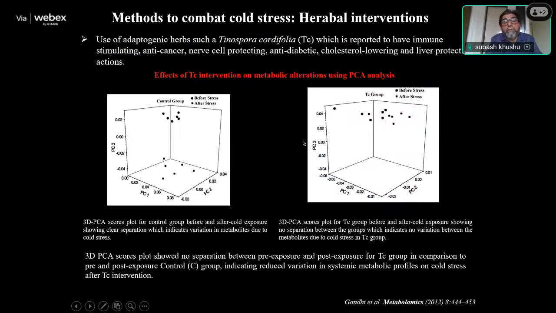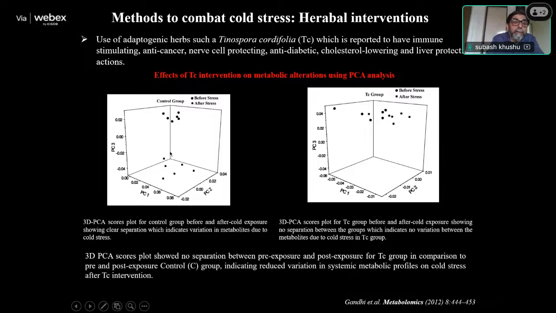And now we also wanted to see what can work to avoid the ill effects of cold stress. So we did herbal interventions with Tinospora cordifolia, which is an adaptogenic herb. When we gave this adaptogenic herb to the animals, these are the control group and the group which was not given any adaptogenic herb. You can see after the cold exposure, these groups are very separate.